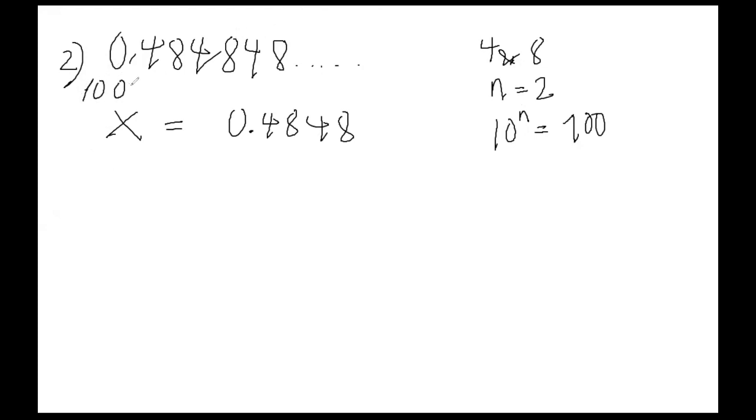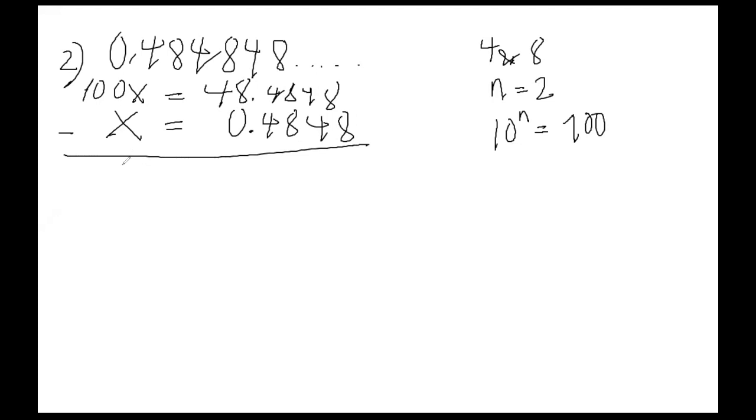100x is equal to, multiply this one by 100. Move the decimal point 2 units to your right. So, magiging 48.48, 48, and so on. Nakaka-follow naman. Now, let's subtract.